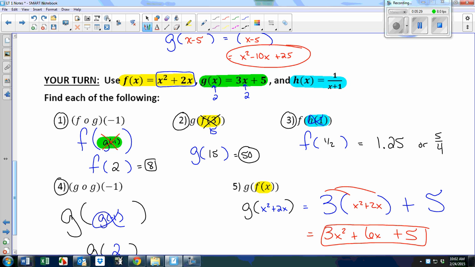All right, so that's the composite function when you're dealing with a variable as the input. So homework practices more of that concept.